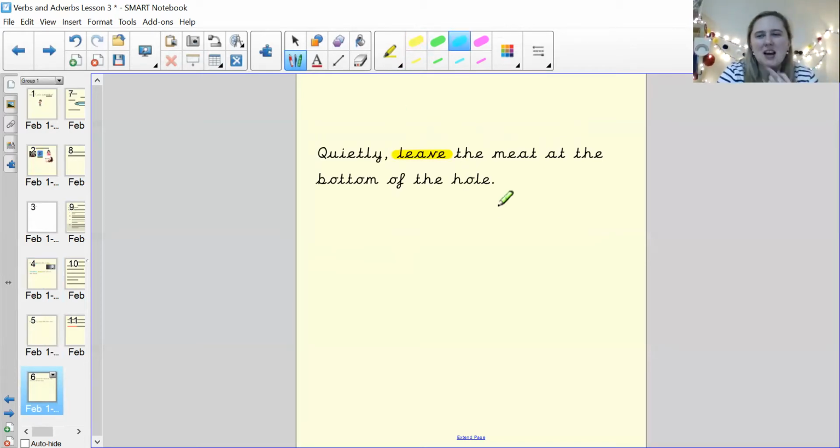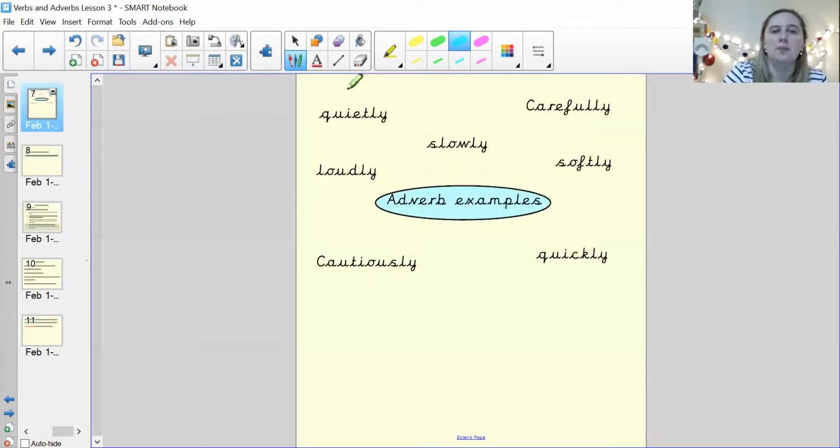Okay. Now, which word is the adverb? Which word tells us how to leave the meat at the bottom of the hole? Quietly leave the meat at the bottom of the hole. Well done. Quietly. Quietly leave the meat at the bottom of the hole. Okay.